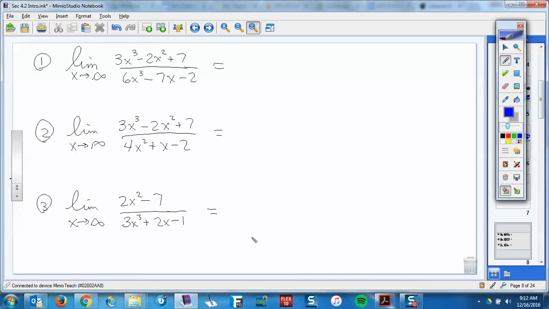On the first one, the high power is a cube. So if x goes to infinity, right? You can't plug in infinity. I mean, you could think to yourself infinity cubed, because I was telling Jesse, infinity's not a number. We kind of treat it like a number, but we got to keep in mind it's not a number.